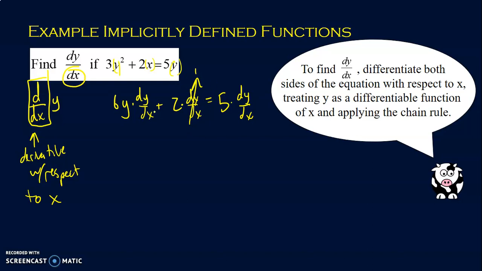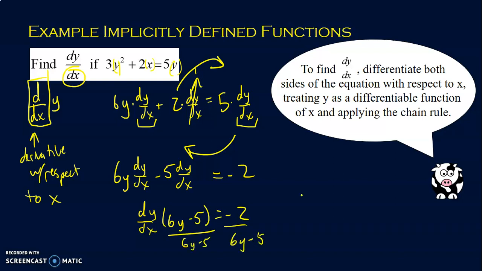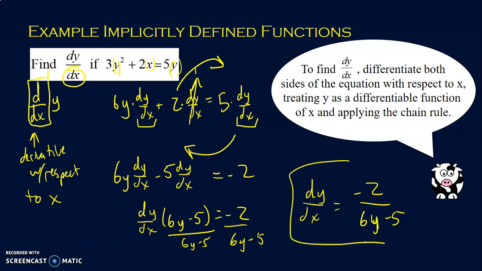All right, so now we want to get dy dx on the same side, factor it out, and solve for it. So I'm going to subtract this term over to the left side and subtract the 2 over to the right side. So equals -2. Over here, I'd have 6y dy dx minus 5 dy dx. Pull out the dy dx times 6y minus 5. And then divide both sides by the 6y minus 5. So dy dx on this problem would be -2 divided by 6y minus 5.